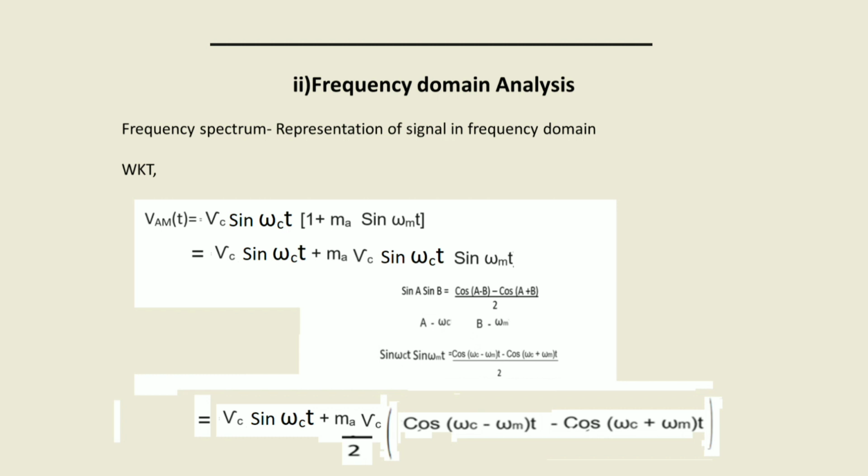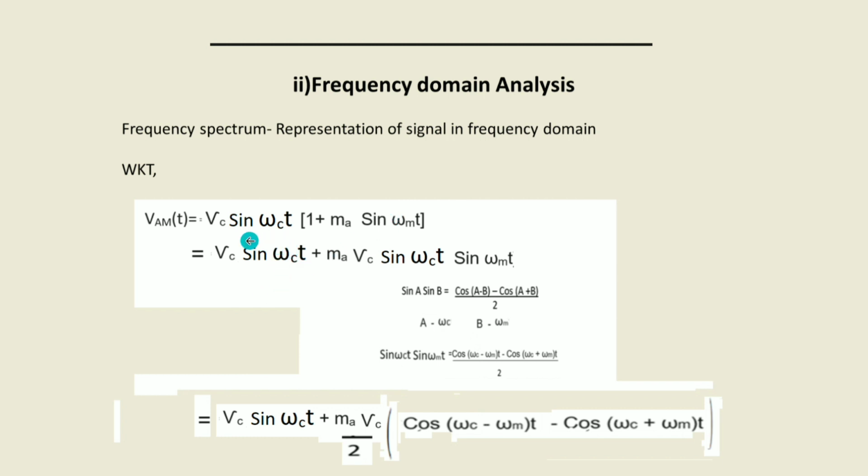The next analysis is frequency domain analysis under the mathematical representation. Why do we go for frequency domain analysis? To plot a spectrum, which is called a frequency spectrum, which is nothing but representing all the frequencies. So representing a signal, that is your output signal, in terms of the frequency domain is a frequency spectrum. We got your output signal under the time domain analysis as this expression.